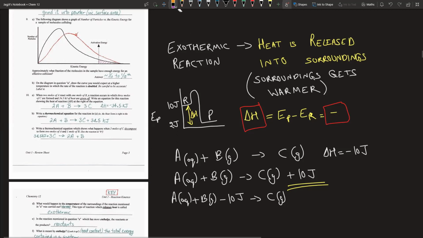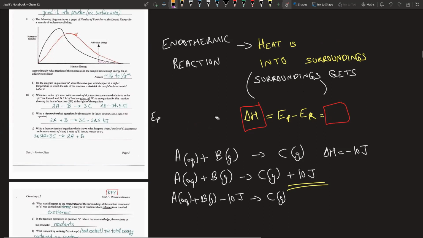Let's talk about endothermic now. What if we have endothermic reactions? Now we're going to talk about endothermic reactions. So, number one rule, heat is absorbed, surroundings are going to get cooler, change in H is going to be positive, and this graph is going to look totally different.